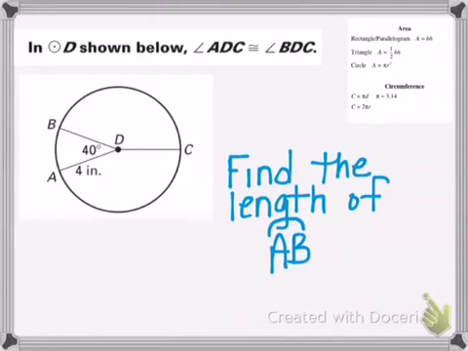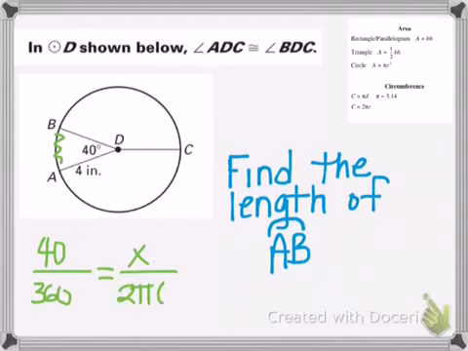Next one, find the length of arc AB. There's my arc. Set up your proportion and solve. In this one, I would say 40 over 360 equals x over 2 times pi times 4. Cross multiply to solve.